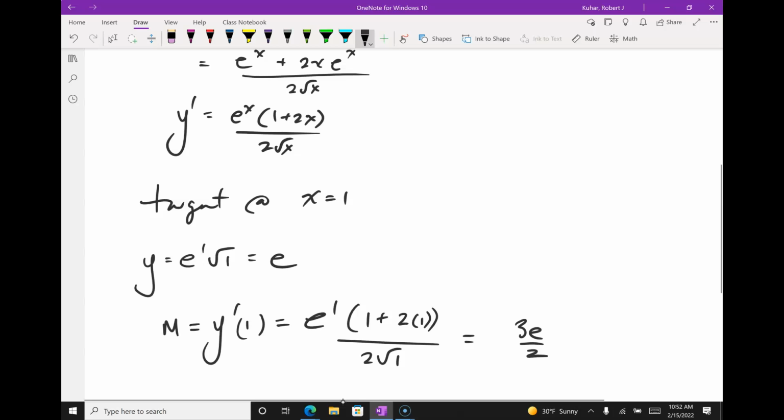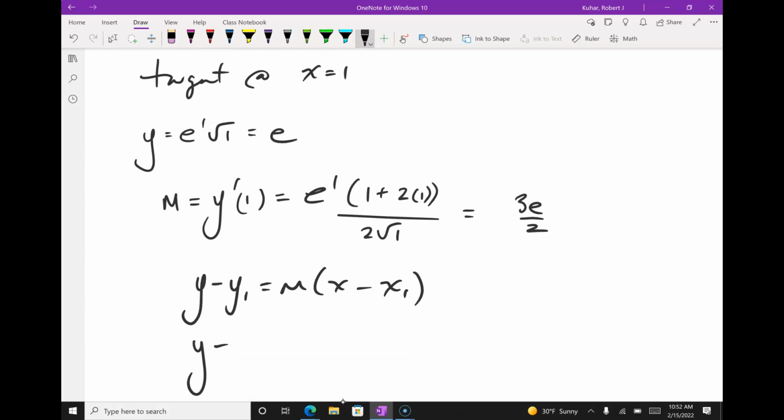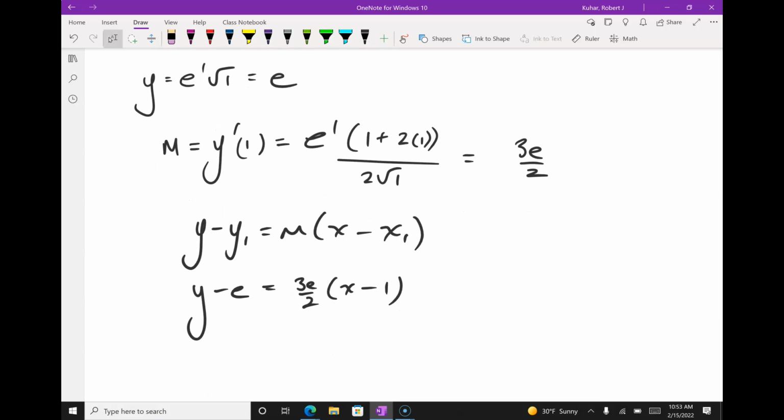I'm ready, right, to get my equation. I've got the tattoo. What's my tattoo? y minus y1 equals m times x minus x1, right? So I've got y minus e equals 3e over 2 times x minus 1. I could go into Desmos with this just as it is, so maybe I do that before I keep working on it. Can't put it in my calculator like this. I could add e to both sides and put it in my calculator, but I want to make it look as pretty as I possibly can.